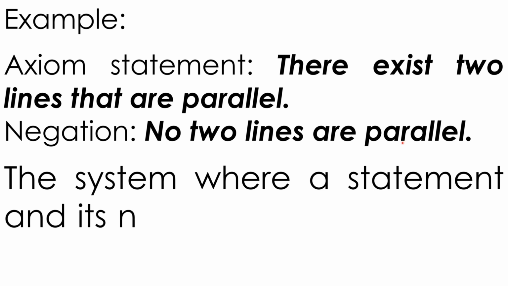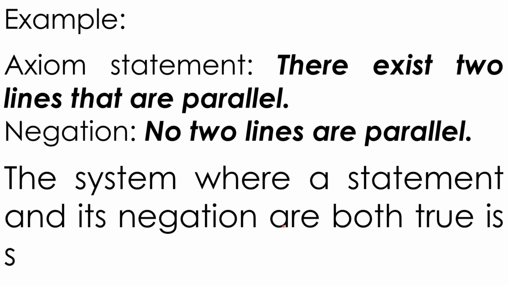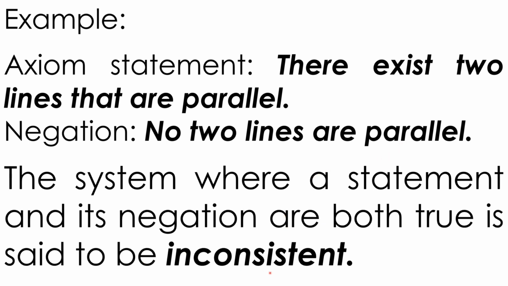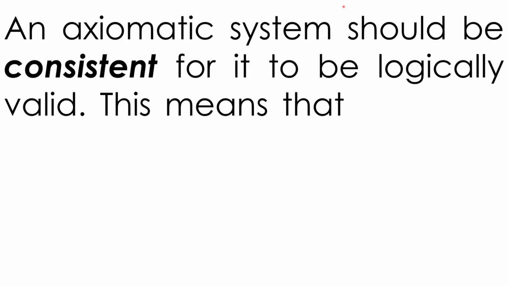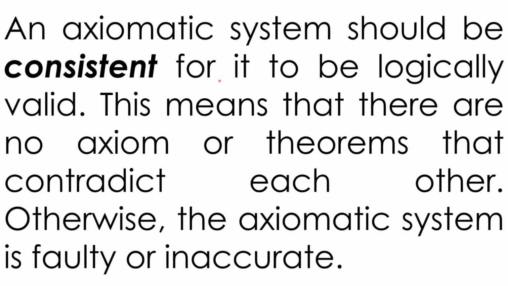The system where a statement and its negation are both true is said to be inconsistent. Therefore, an axiomatic system should be consistent for it to be logically valid. This means that there are no axioms or theorems that contradict each other. Otherwise, the axiomatic system is faulty or inaccurate.